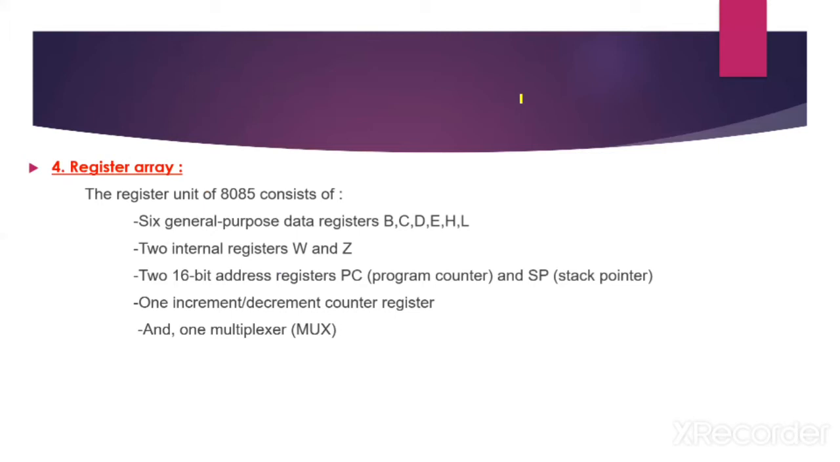Next is the register array. The register unit of the 8085 consists of 6 general purpose data registers that are B, C, D, E, H, and L, 2 internal registers W and Z, 2 16-bit address registers, program counter and stack pointer, the increment or decrement counter register, and 1 multiplexer, that is MUX.